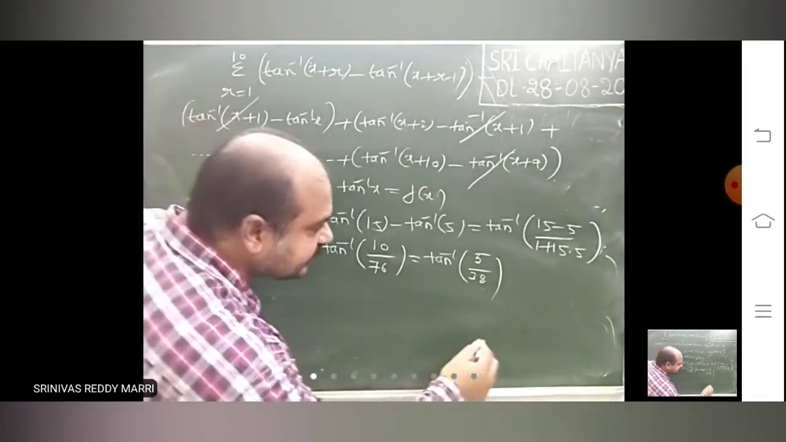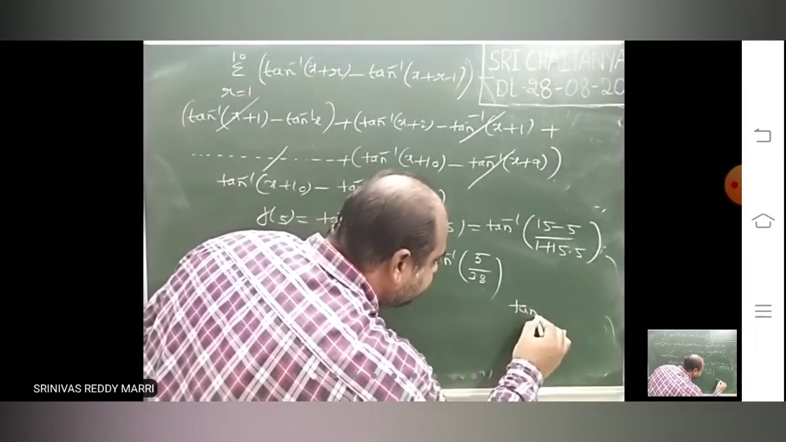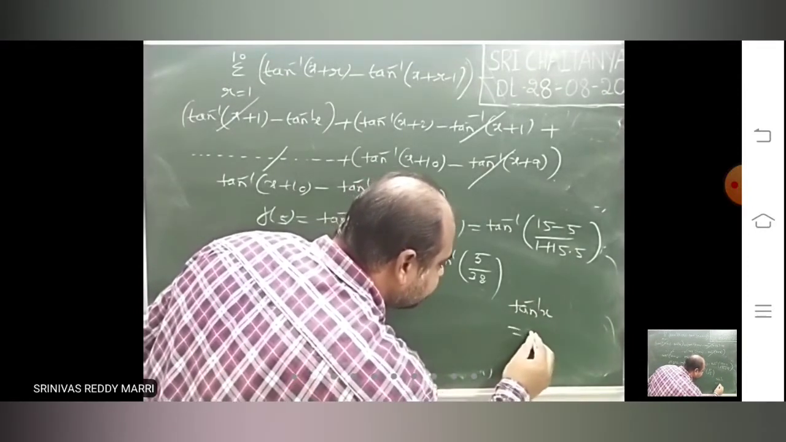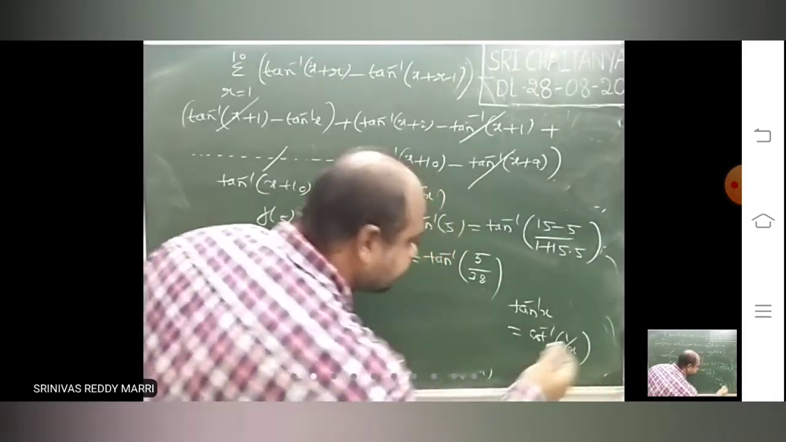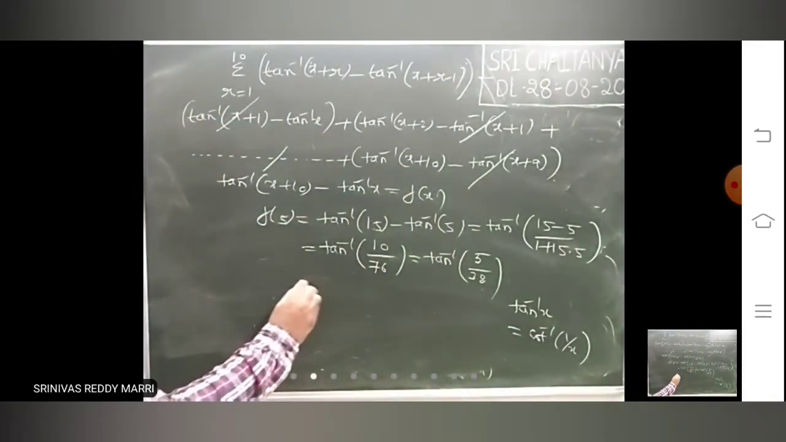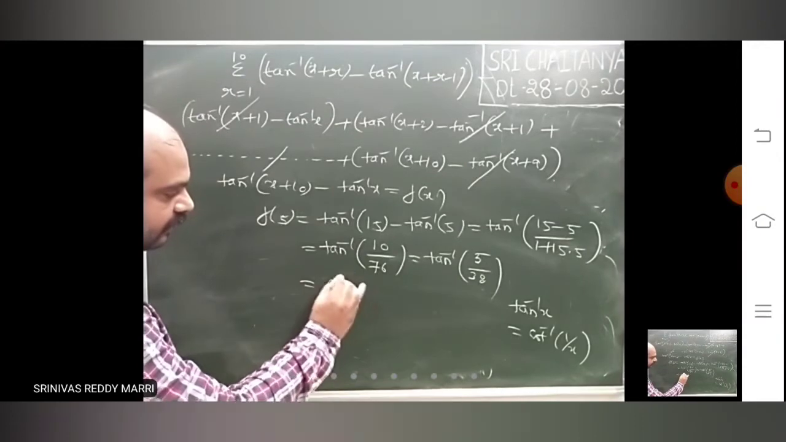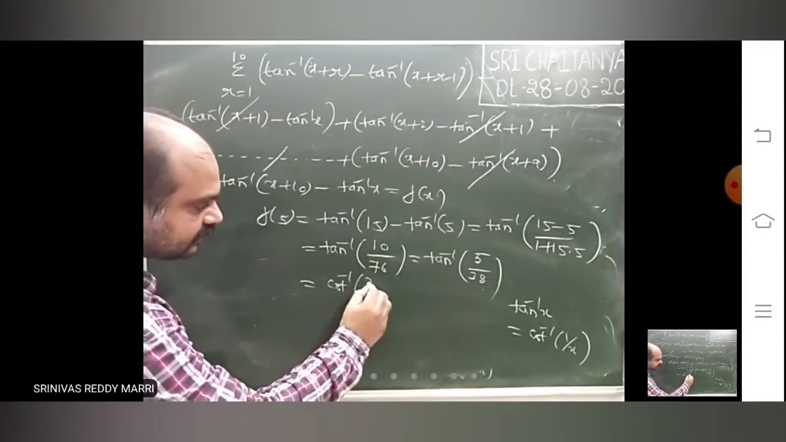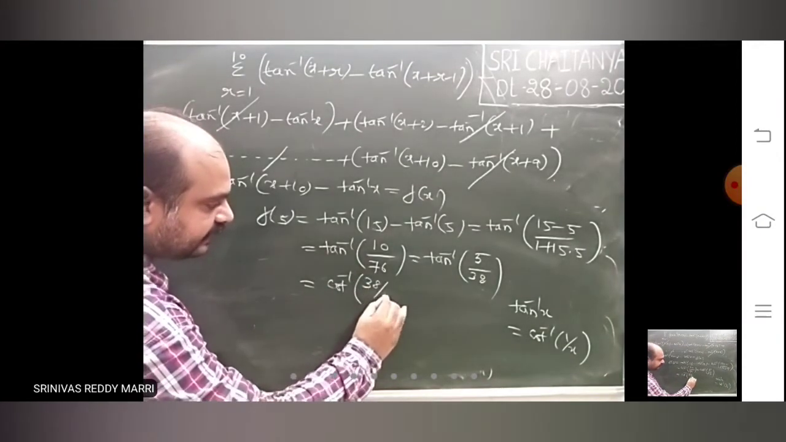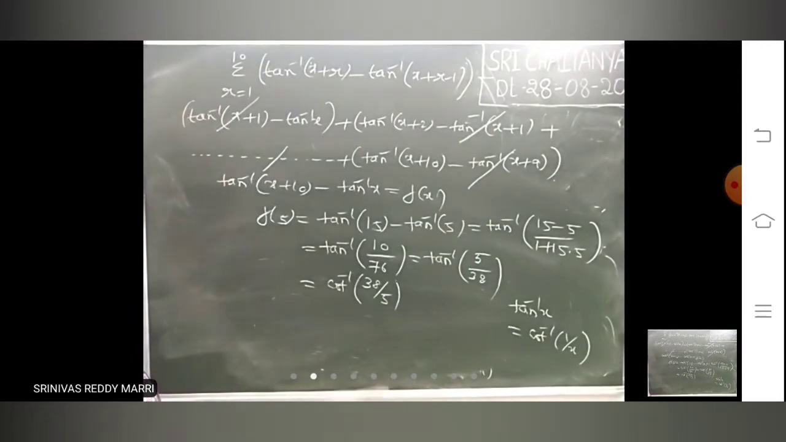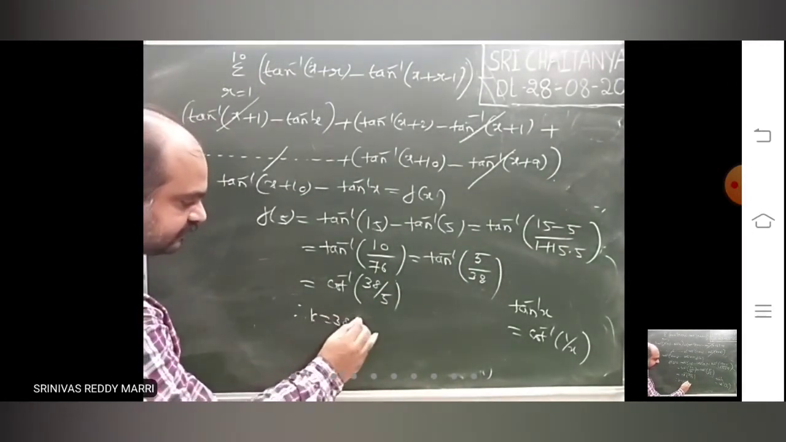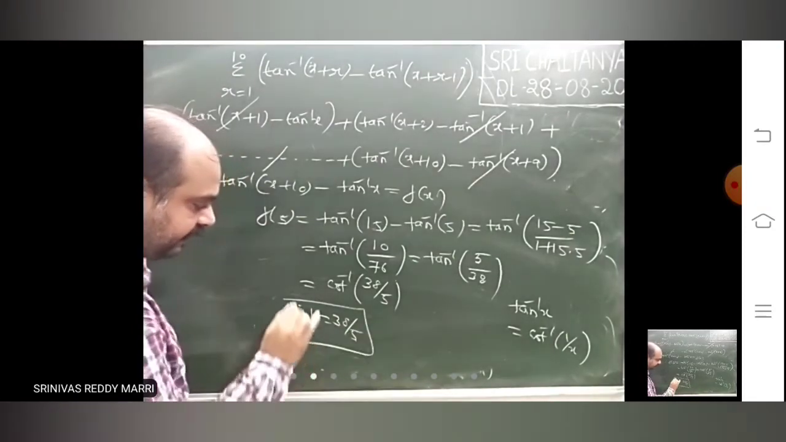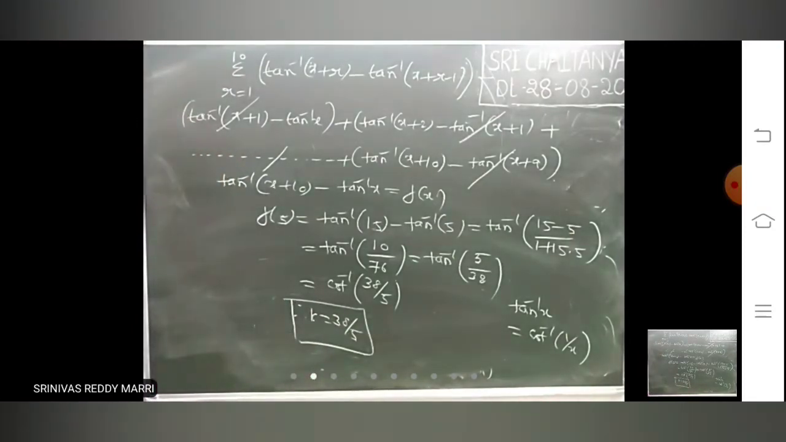Now he is asking in cot inverse. What is the formula? Tan inverse x equals cot inverse 1 by x. So therefore, cot inverse of 38 divided by 5. 1 by x means 38 divided by 5. Therefore, k is 38 divided by 5.